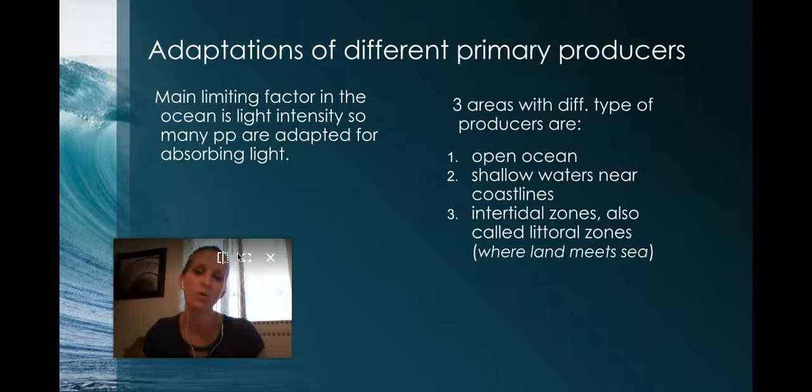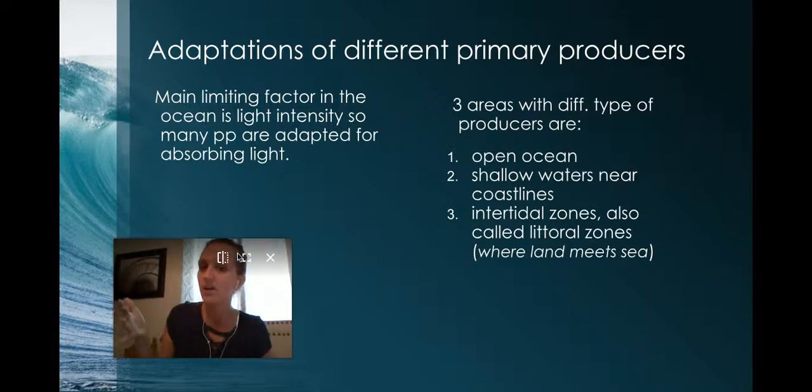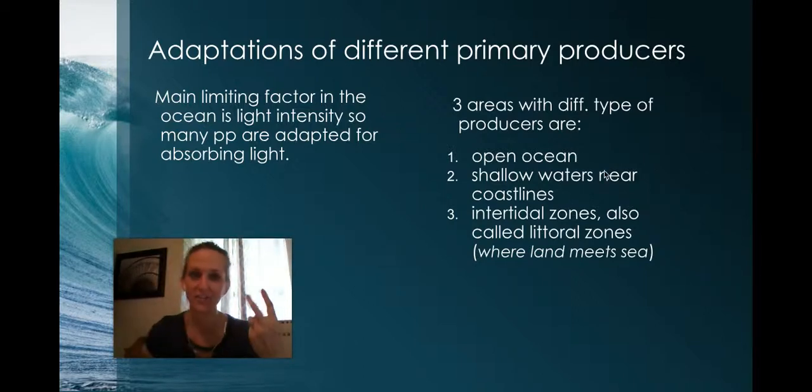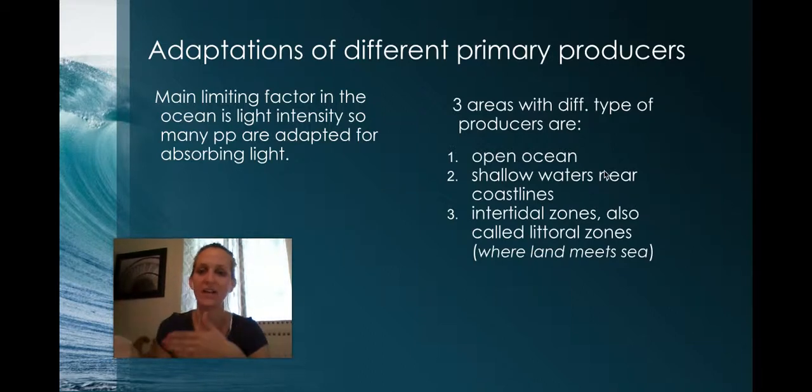What's limiting is going to be your different light energy and wavelengths that are coming through, which is why we spend so much time on what they have that's going to help them absorb all the light that they can. And it may be things that help them stay afloat. It could be your different types of accessory pigments. So there's 3 different areas where producers are. There's the open ocean, there's shallow waters, and then there's the intertidal zone, also called the littoral zone. This is where the land meets the sea. It's in between the tides. Inter, which means in between, and then tides, which is tides. So in between your high and low tide.